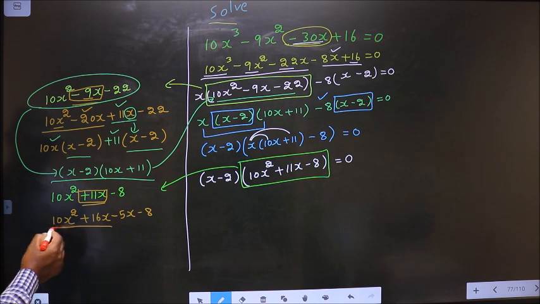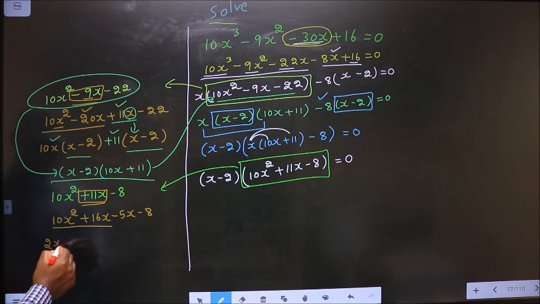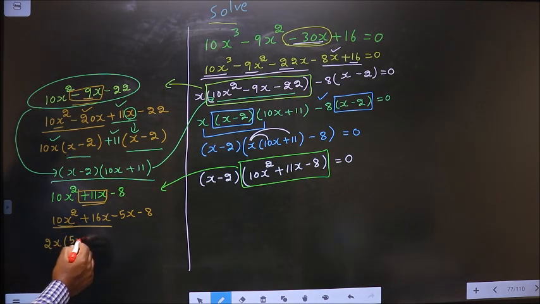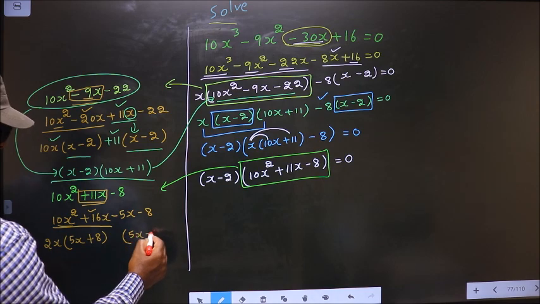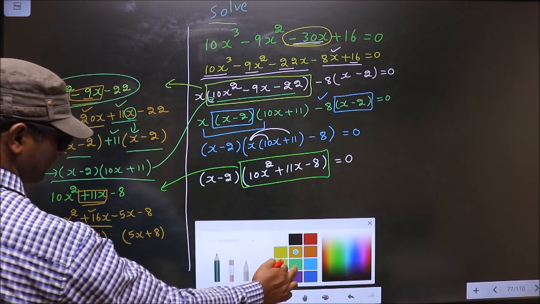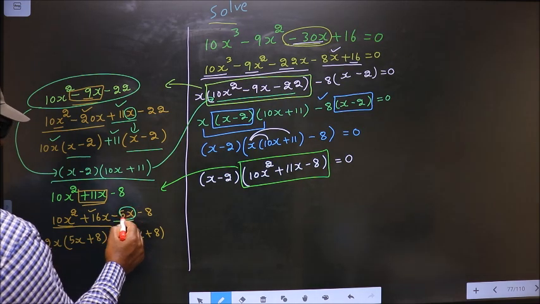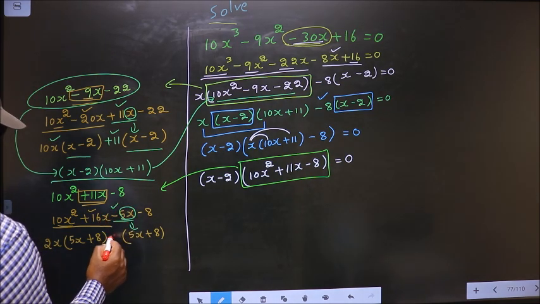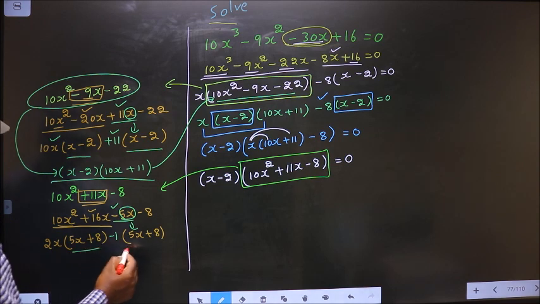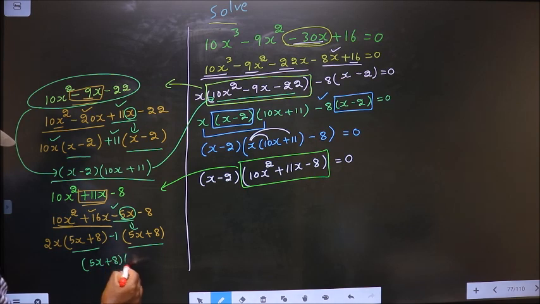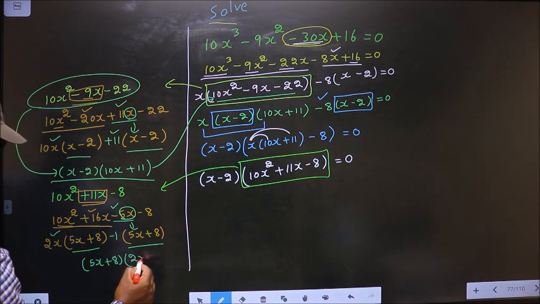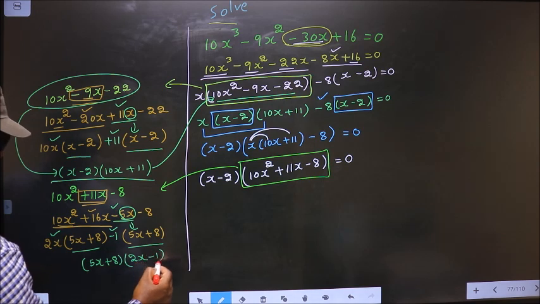Now, from these two terms, what can be taken out common is 2x. So here you get 5x and here you get plus 8. Whatever you have got here, here also you should get the same thing. From this, 5x has gone inside, so outside you are left with minus 1. Now you take out 5x plus 8 common. So here you have 2x and here you have minus 1.